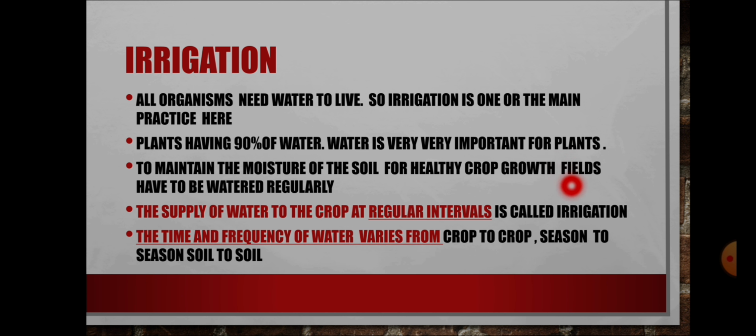To maintain the moisture of the soil for healthy crop growth, fields have to be watered regularly. The supply of water to the crop at regular intervals is called irrigation. The time and frequency of watering varies from crop to crop, season to season and soil to soil.